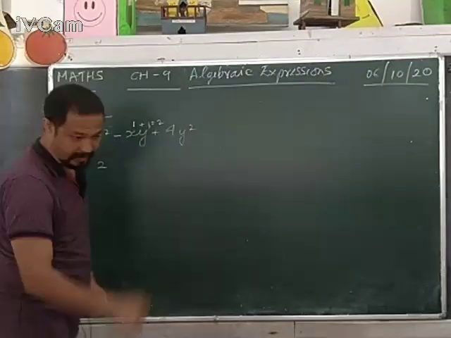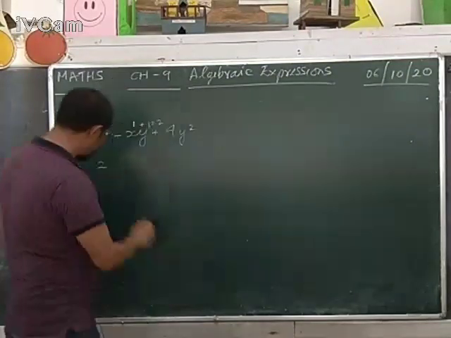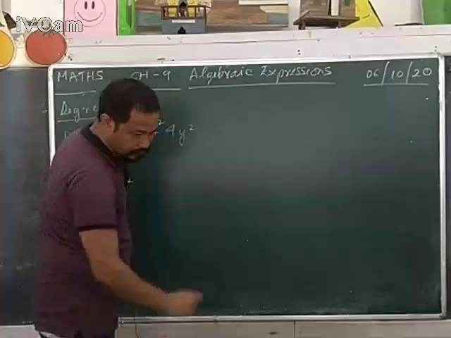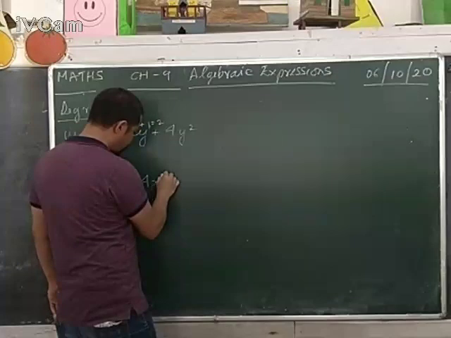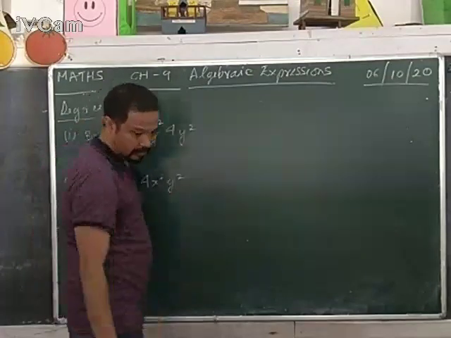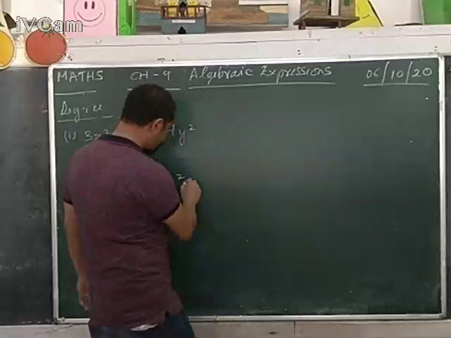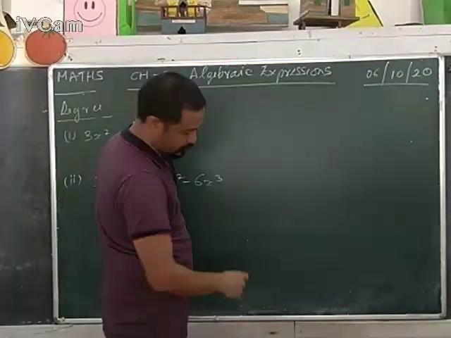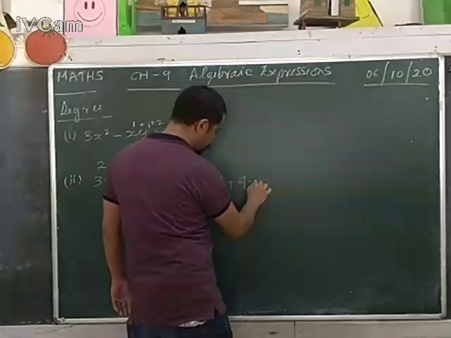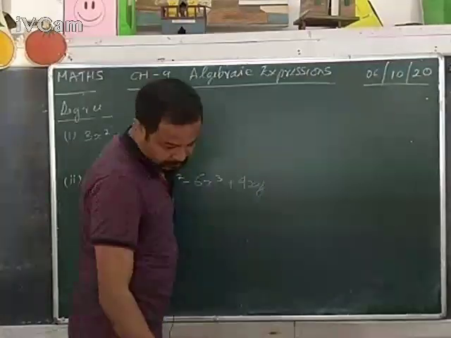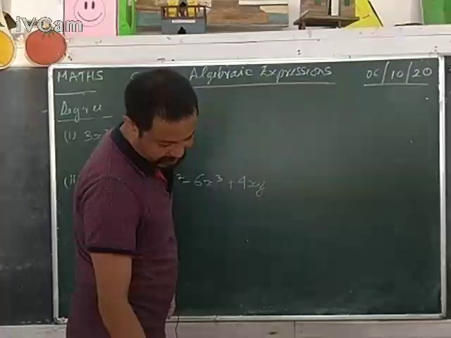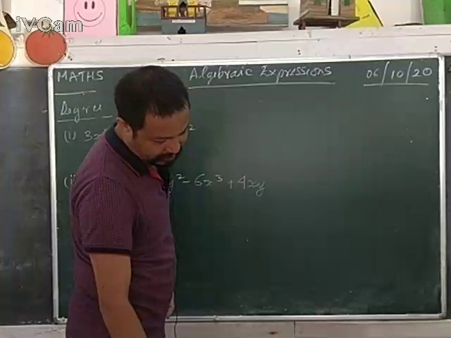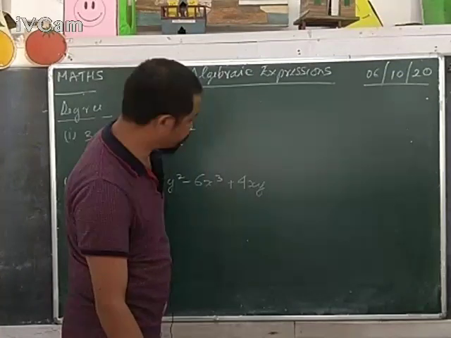I hope it's clear. 3x squared plus 4x squared y squared minus 6x cube plus 4xy is a polynomial in x and y. The sum of the powers of the variables in each term are 2, 4, 3 and 2 respectively. Hence, the degree of the polynomial is 4.